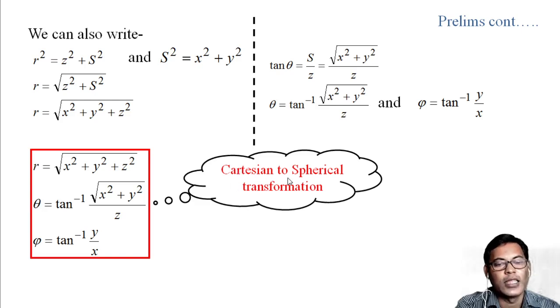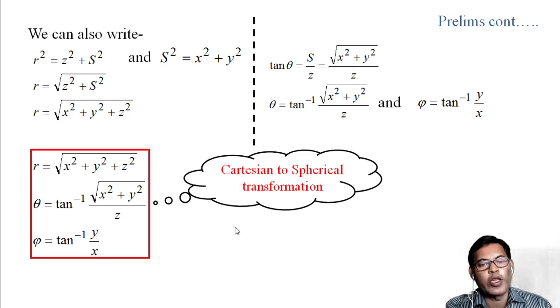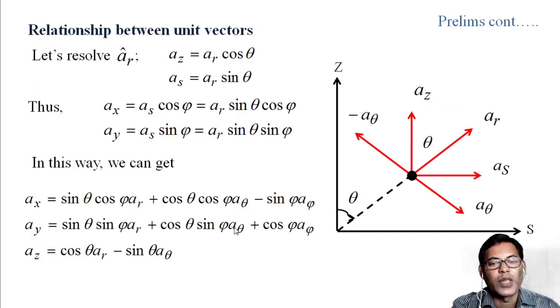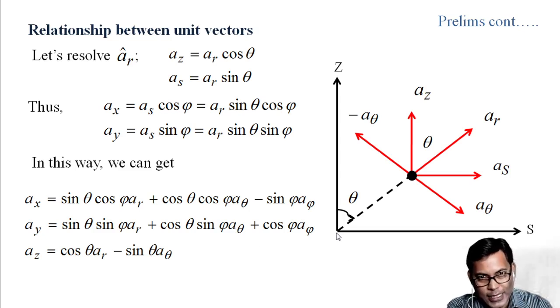So, here the Cartesian to spherical coordinate system we can find from this relationship. Now, we are going to see the relationship between the unit vectors of the Cartesian coordinate system and the spherical coordinate system. Here we have drawn the diagram which is previously shown. Only the s and z, the two dimensional figure we have considered, s which is on the xy plane.